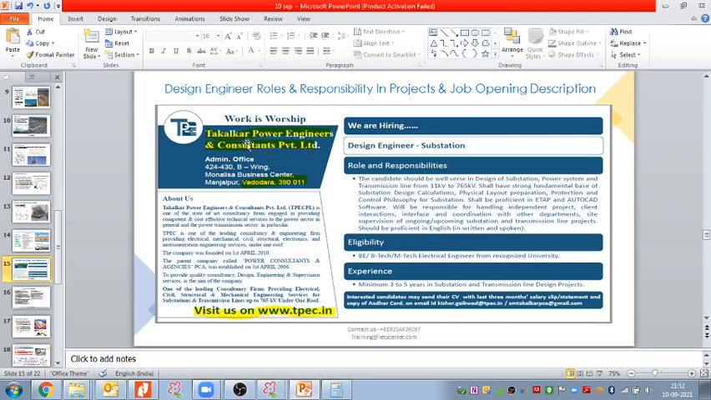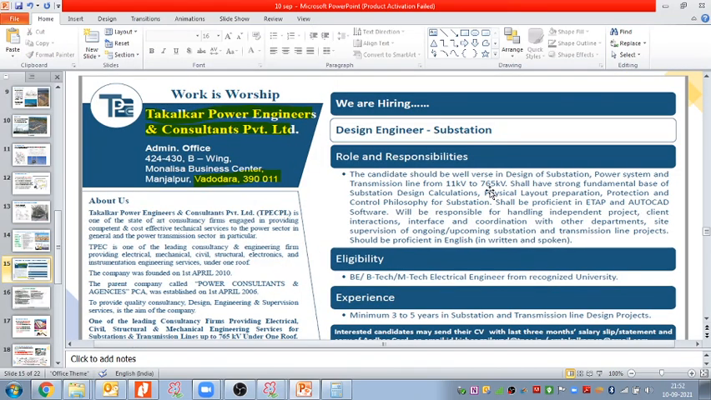So we have taken one company, a Vadodara based company. They are hiring for the design engineer, substations. The roles and responsibilities of that design engineer they have put here, along with the eligibility and the experience. The candidate should be well versed in designing substations, power systems and transmission lines. That all we will discuss, from 11 to 765 kV, every voltage level we will discuss.